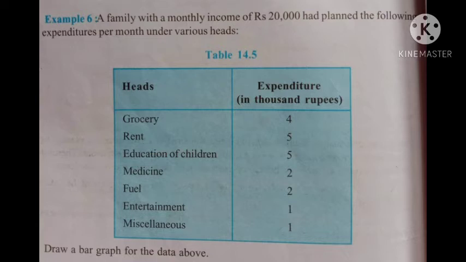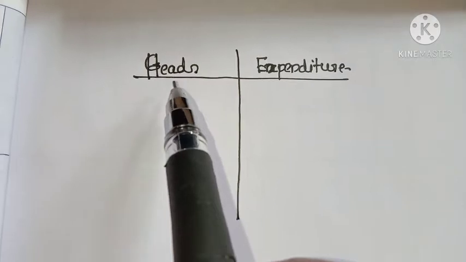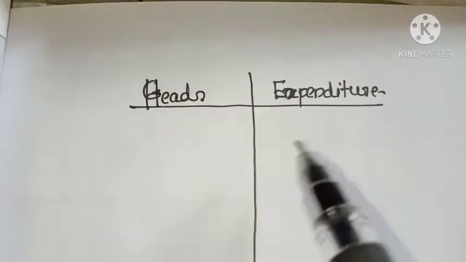Heads: grocery expenditure 4,000, rent 5,000, education of children 5,000, medicine 2,000, fuel 2,000, entertainment 1,000, miscellaneous 1,000. We want to draw the graph of this data. The data contains two columns. First column heads, second column expenditure.